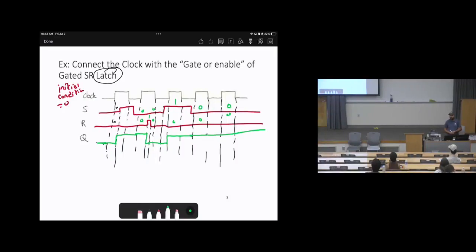Okay? Keep in mind, when the level is on, look at any changes in S and R. That's it. Otherwise, outside of the level, it will be hold.